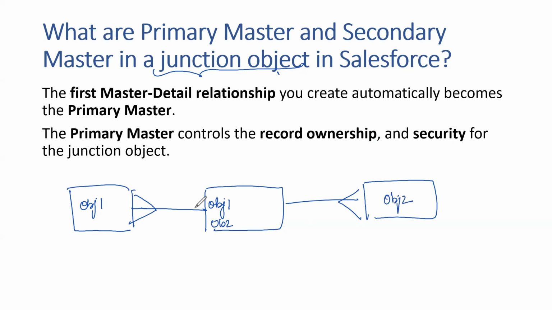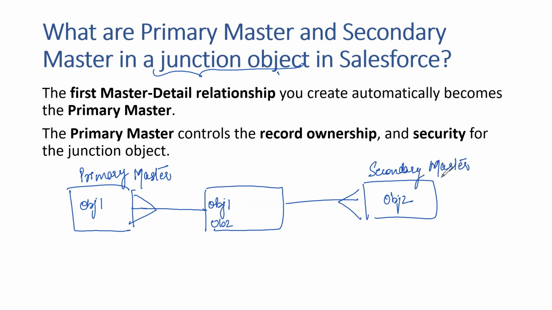So the first master detail relationship that you create automatically becomes the primary master. So object 1 will be the primary master in this case, because the first master detail relationship field that we created on the junction object is with object 1. So this is a primary master. Object 1 is the primary master and object 2 is the secondary master.